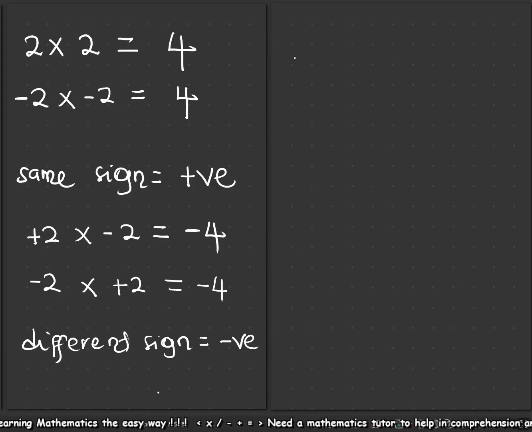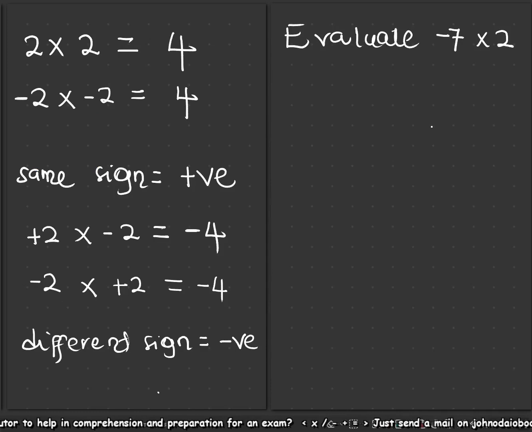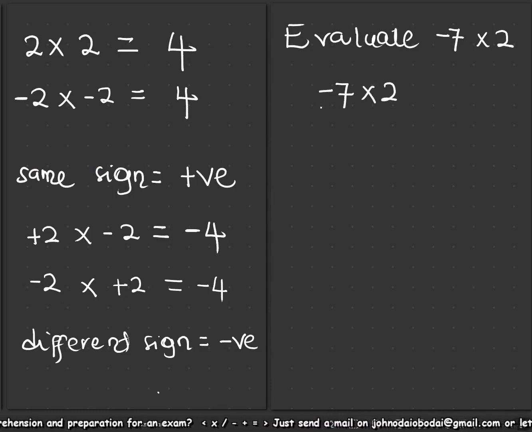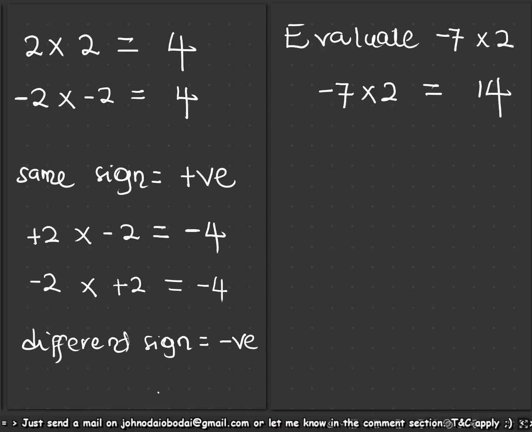So for our first question, let's evaluate negative 7 times 2. For negative 7 times 2, the signs are different. You see, and we said if the signs are different, then our answer is negative. So we know 7 times 2 is 14. But since the signs are different, we are going to get negative 14. As simple as that. You get it? If the signs are different, negative.